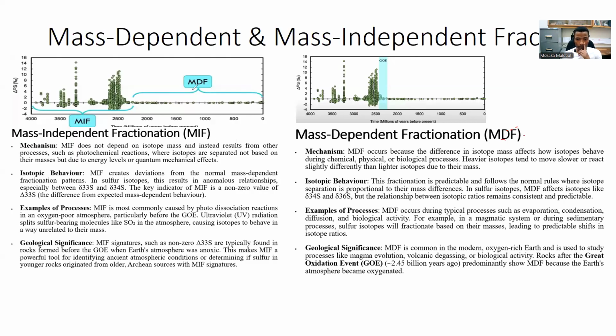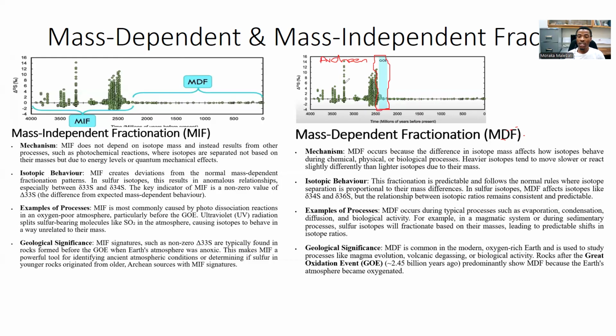What happened was, in the early Earth, here we have the Archean, what we see is mass-independent fractionation. This mass-independent fractionation happened before the Great Oxidation Event, before this major event which caused a major shift in the Earth environment.